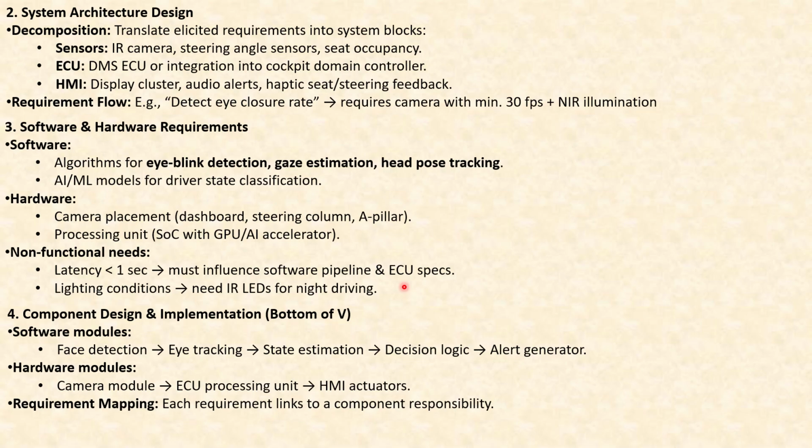Now talking about the component design and implementation. Software modules: face detection, eye tracking, state estimation, decision logic, alert generator. These are all the various parts of the software modules. And talking about the hardware modules: camera module, ECU processing unit, HMI actuators. These are the hardware modules in the correct working workflow order. And talking about the requirement mapping, each requirement links to component responsibility.